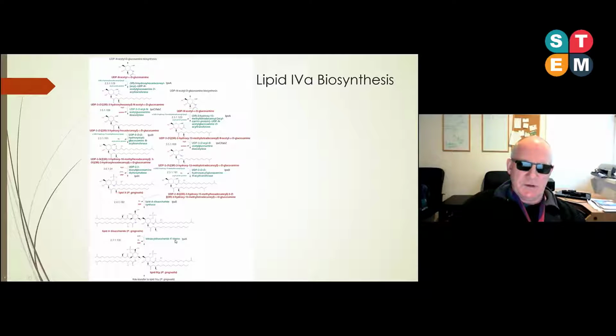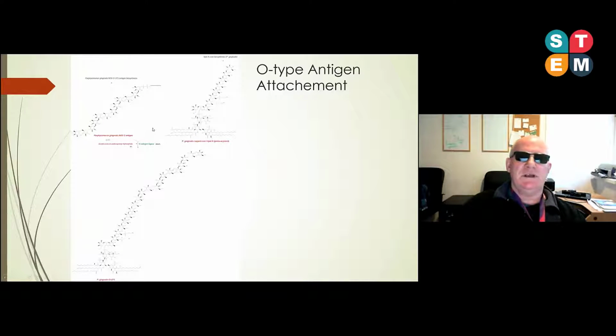The last step in here is the kinase, which attaches the phosphate group. That one is particularly nasty in terms of toxicity, because if you remove it, then frankly, the LPS loses part of its toxicity. So we have it.